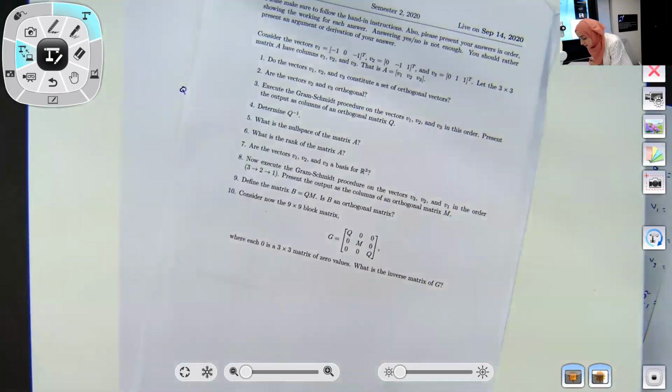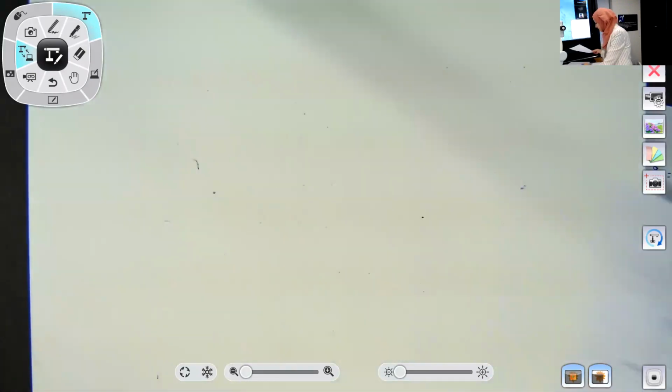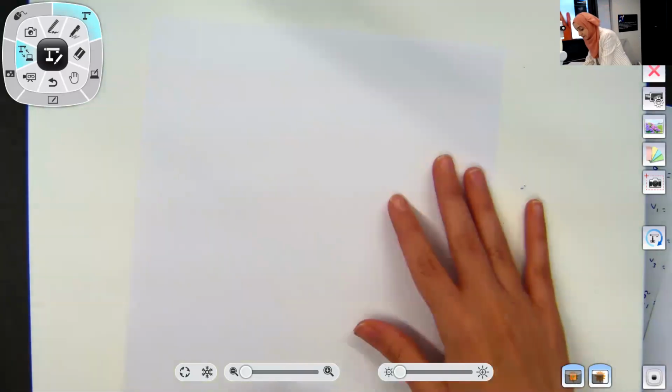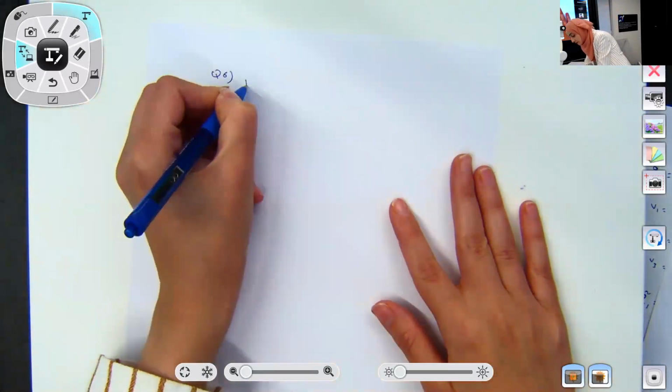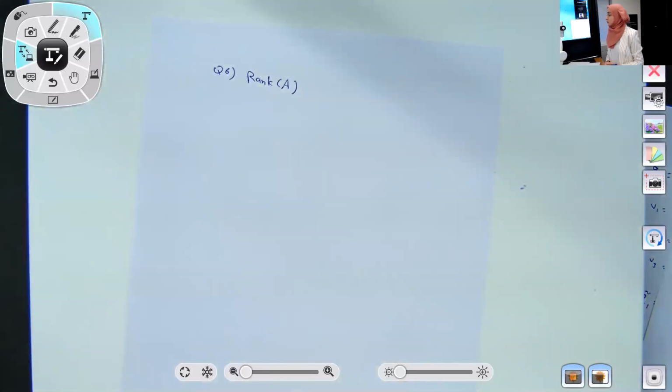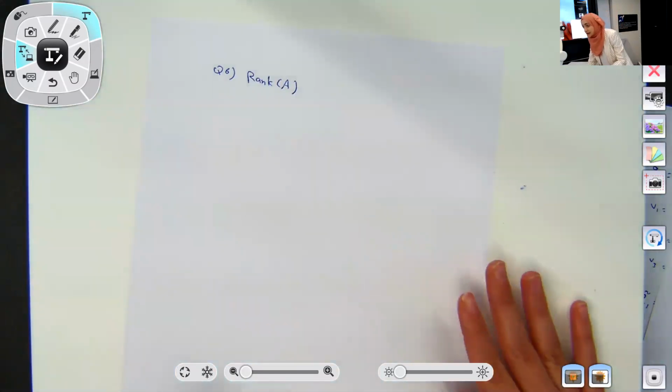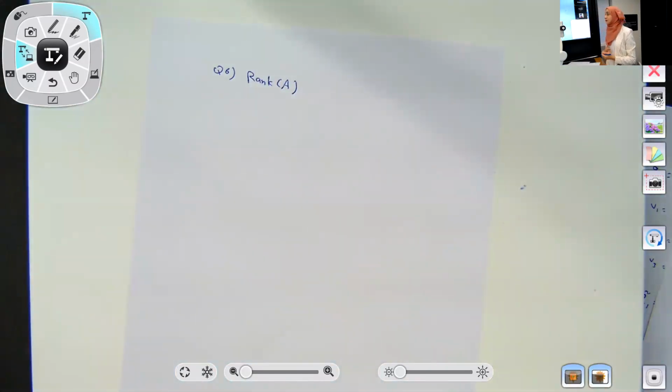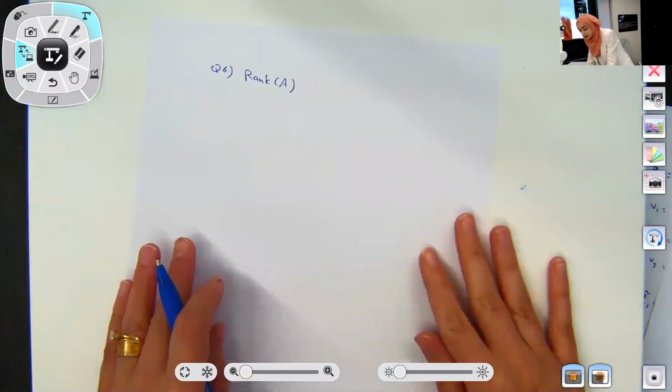In number 6, what is the rank of the matrix A? We need to find the rank of matrix A. Matrix A is a square matrix. Since the matrix A is a square matrix and consists of linearly independent columns, the rank of this matrix equals the number of vectors in this matrix. Here we have just 3 linearly independent vectors, so the rank of this matrix equals 3.